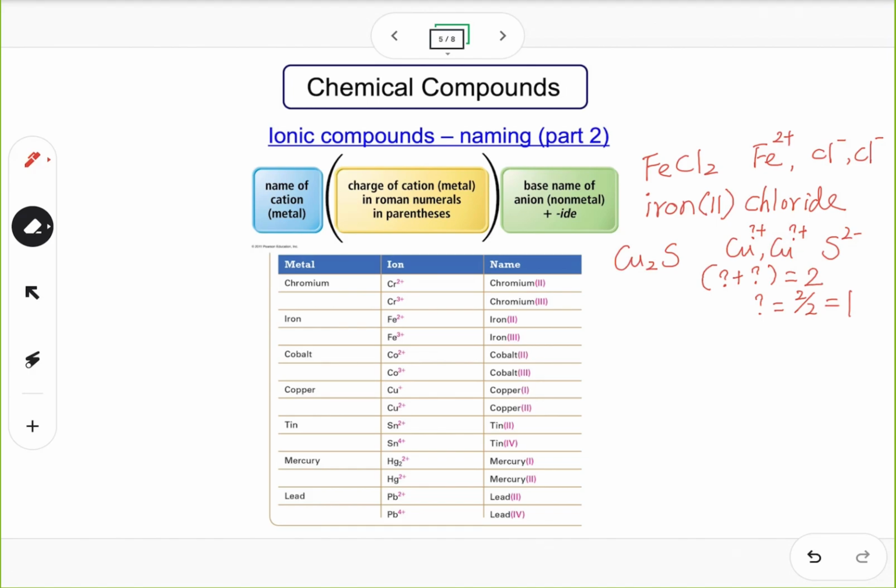Now when you reach here, you can give it a name. That will be copper. Since it's 1 plus, parenthesis, the Roman numeral would be 1, and sulfide. So this is how we name those ionic compounds with metals that could have more than 1 charge.